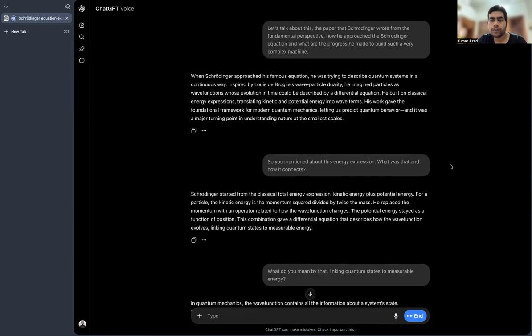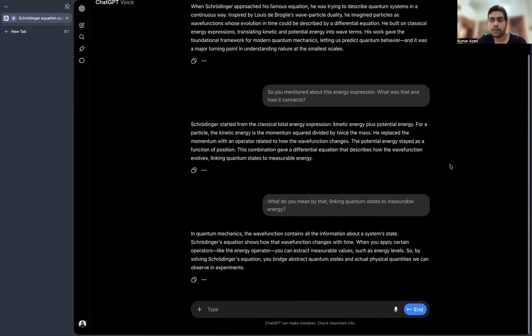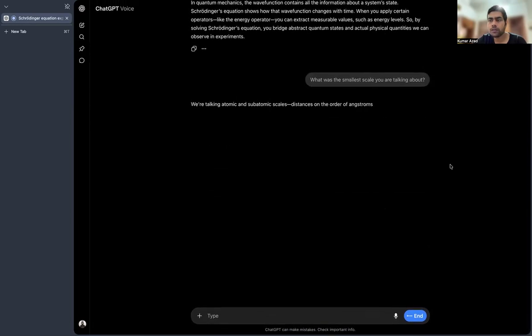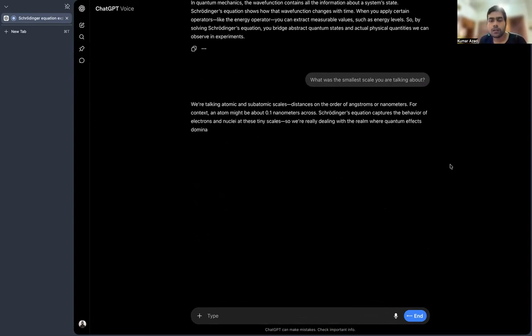So, what was the smallest scale you are talking about? We're talking atomic and subatomic scales, distances on the order of angstroms or nanometers. For context, an atom might be about 0.1 nanometers across. Schrödinger's equation captures the behavior of electrons and nuclei at these tiny scales, so we're really dealing with the realm where quantum effects dominate.